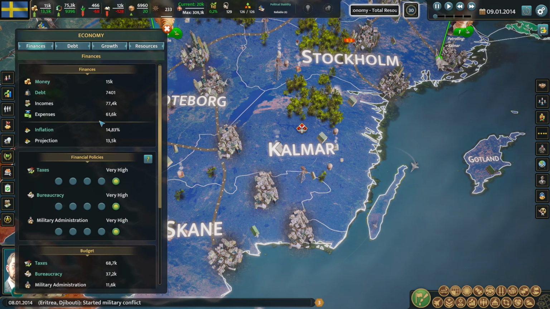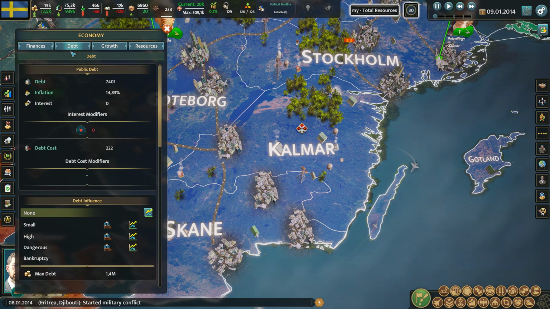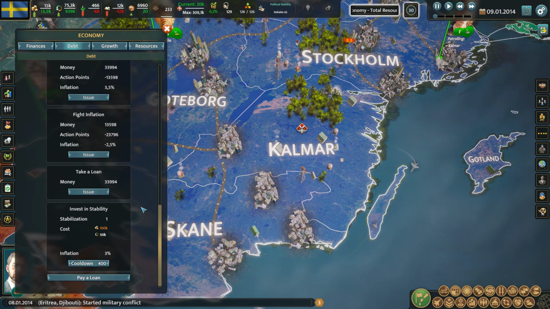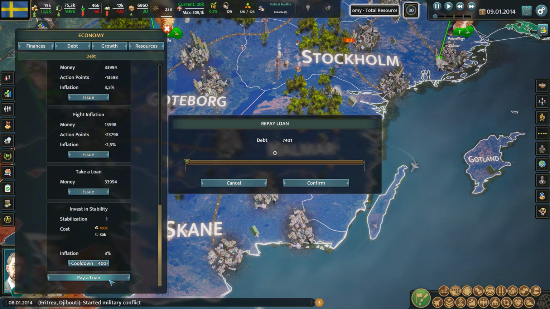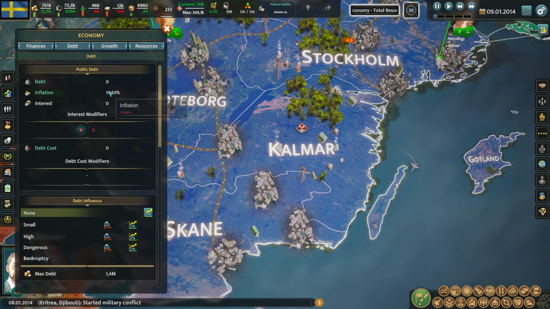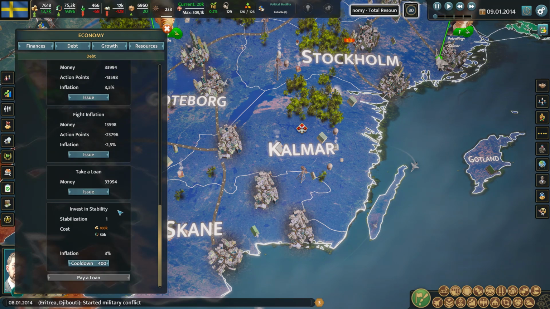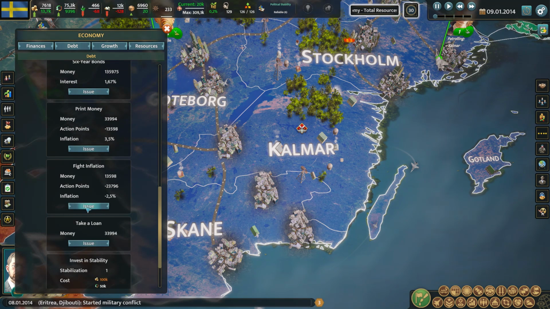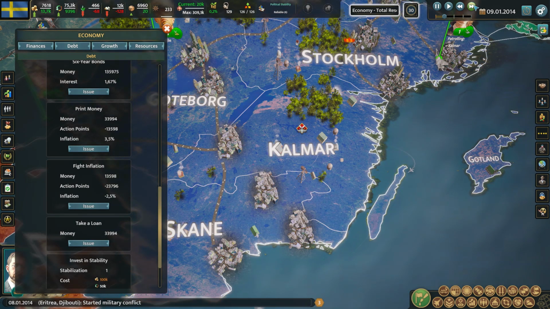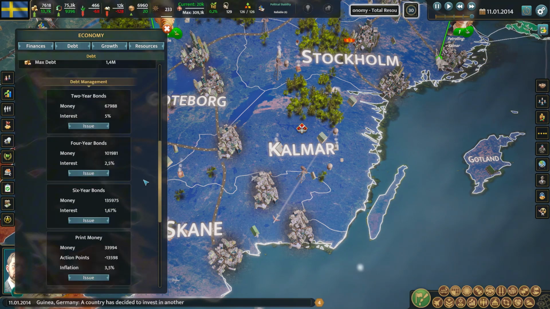So, for a player, you usually start deeply in debt. I would suggest getting rid of that. That is what the tab of debt is for. You've got several options to choose from. You either pay off the debt directly, you can play with the inflation. So if I really want to, I can fight it, but we are almost already out of cash.